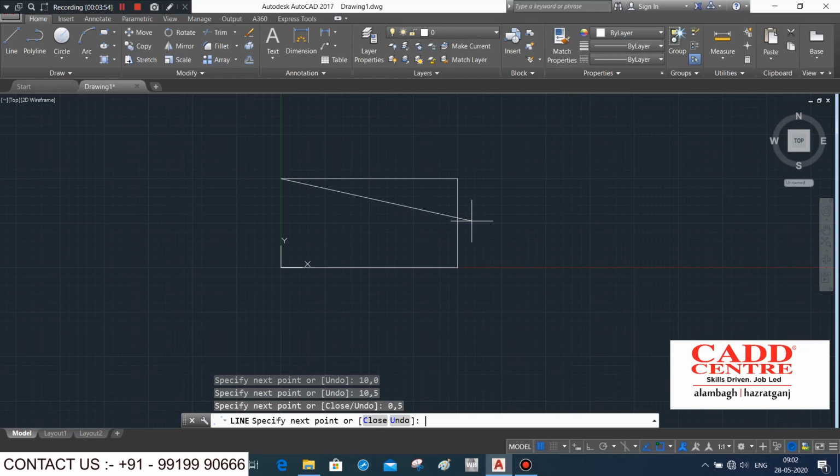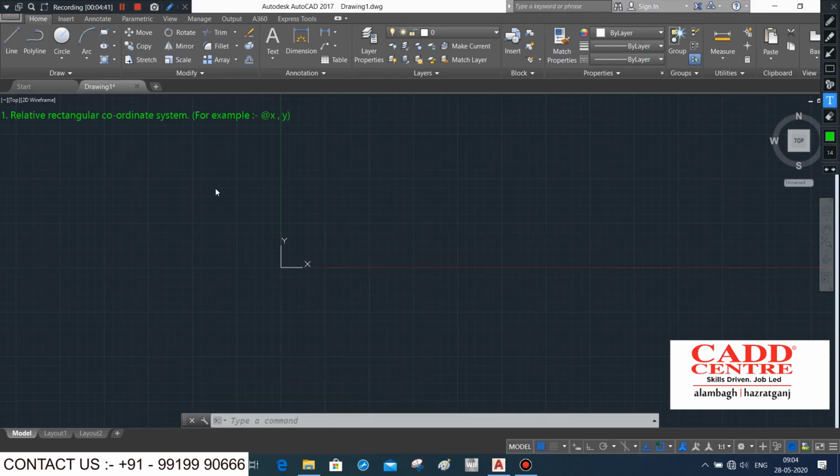Now we want to join the line to the origin. To join the line to the origin, we will provide the coordinates as 0, 0. We can see that our rectangle has been drawn on the screen, and now we can cancel this line command. So this was the way how we can draw a rectangle using absolute coordinate system.